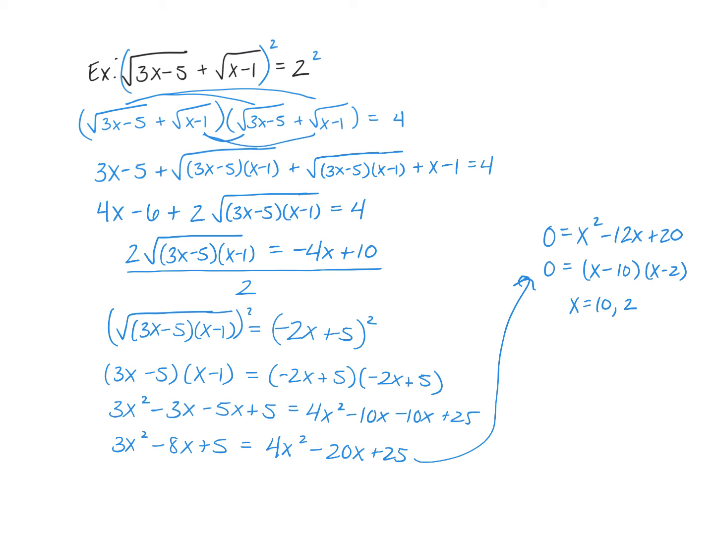I am going to want to check both of them just to be sure, because those came out of a quadratic. My original equation had square roots. So checking 10, 3 times 10 is 30, minus 5 is 25, plus the square root of 10 minus 1. Does that equal 2? The answer is no. So checking 2, 3 times 2 is 6, minus 1 is 5, plus the square root of 2 minus 1. Does that equal 2? The answer is yes. So in this case, the only valid solution that we just came up with is that x equals 2.